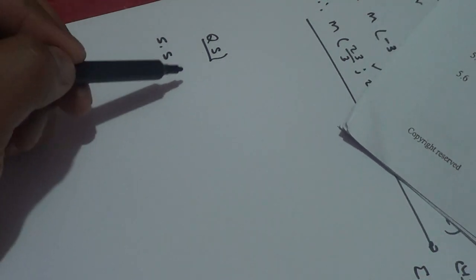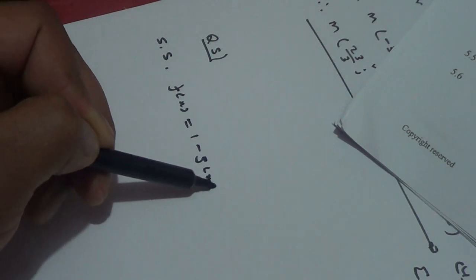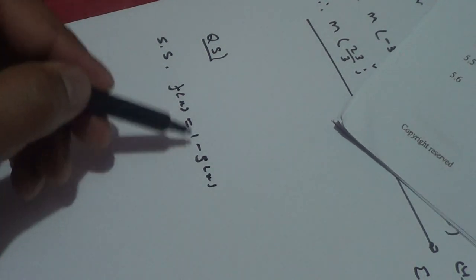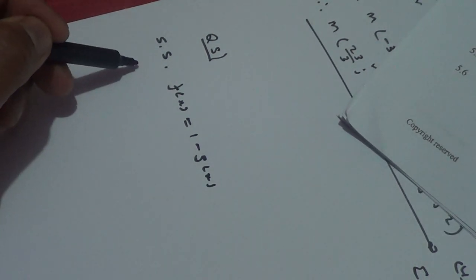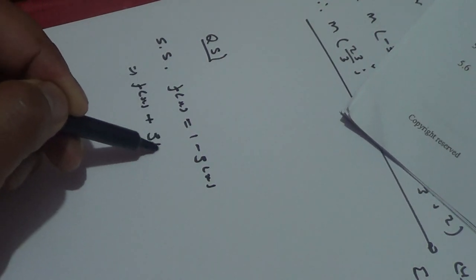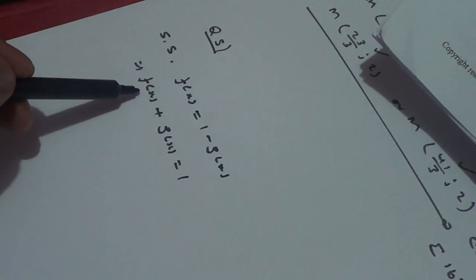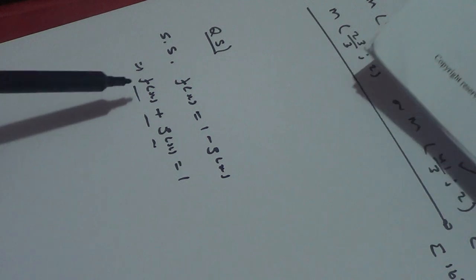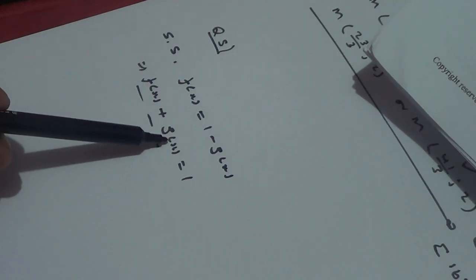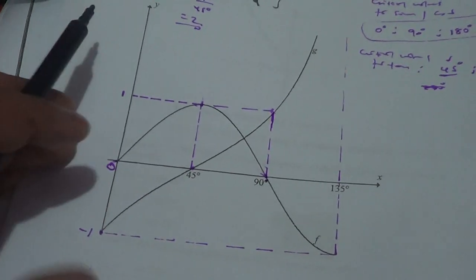So basically when you're given this thing, you don't want to stress yourself. You just make sure you get this equation in the right form. This implies that you have f of x plus g of x equals 1. So transpose this back. Now it makes a bit more sense because it means you're adding y values of f of x and y values of g of x, which should give us a value of 1. So when do we get 1?